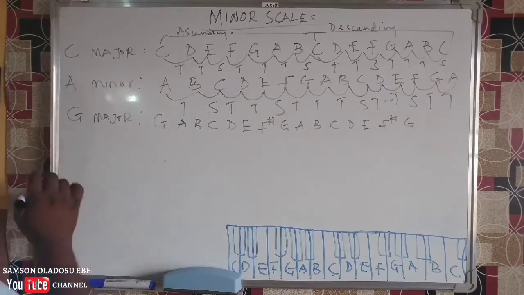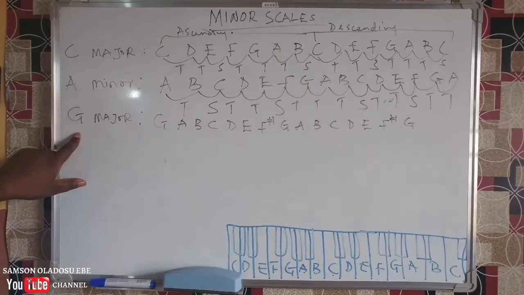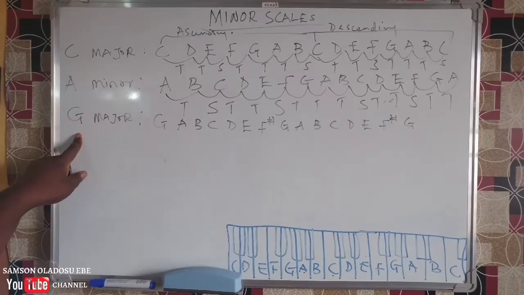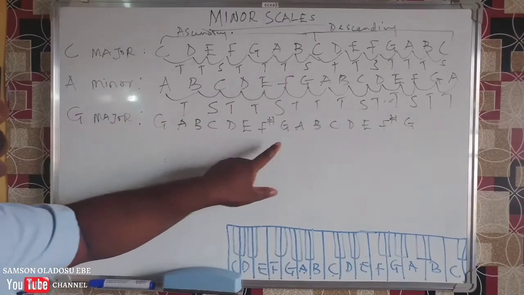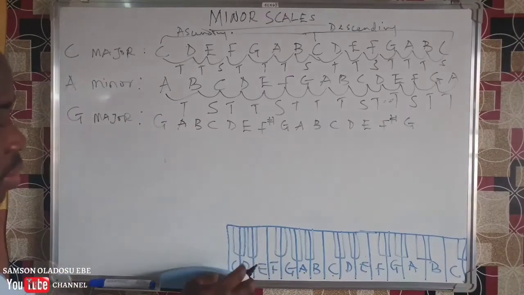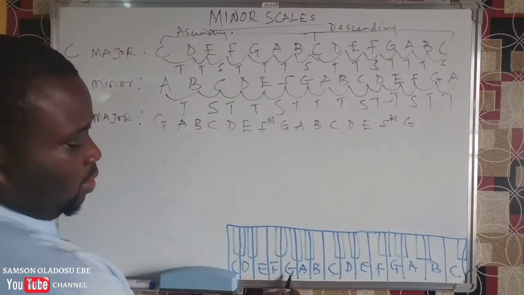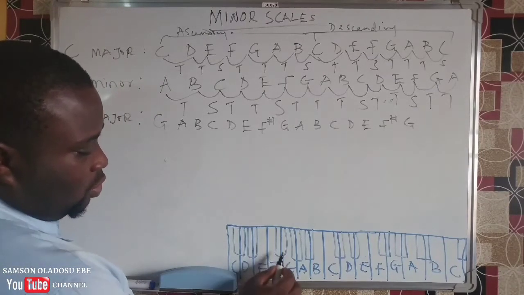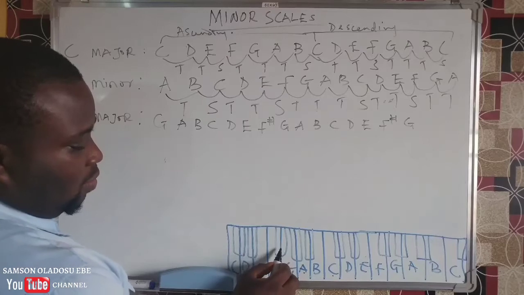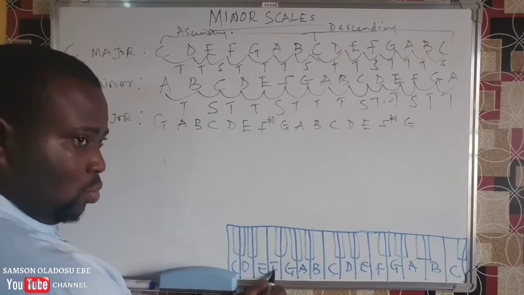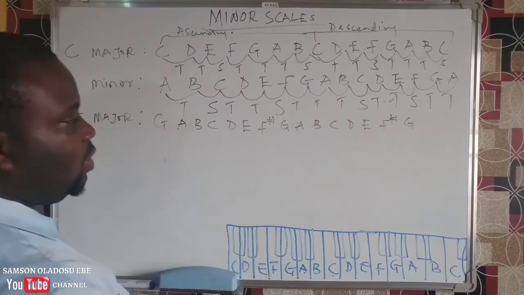Now let's look for the minor relative of G major. Like I said, you are going to count 3 semitones from G. So let's come to G here. So it's going to be from G to F sharp is 1, from F sharp to F is 2, and from F to E is 3.